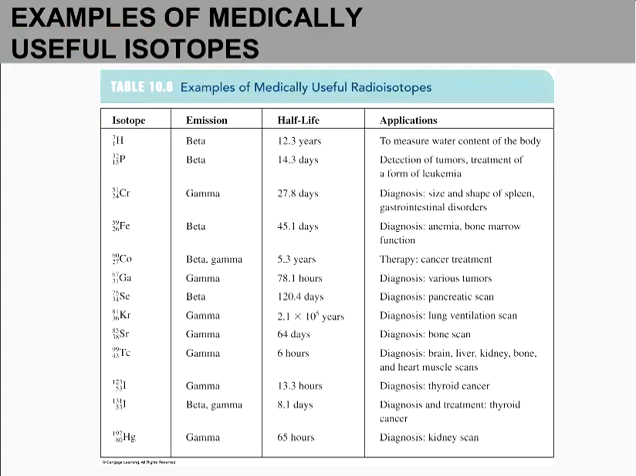So some other medically useful radioisotopes are shown in Table 10.6. So for instance, phosphorus-32. This has a half-life of 14.3 days, so that's pretty short. And this is used in the detection of tumors and the treatment of a particular form of leukemia. Let's see, there's also cobalt-60, which has a half-life of 5.3 years. So that's a bit longer, but it is used in cancer treatment.